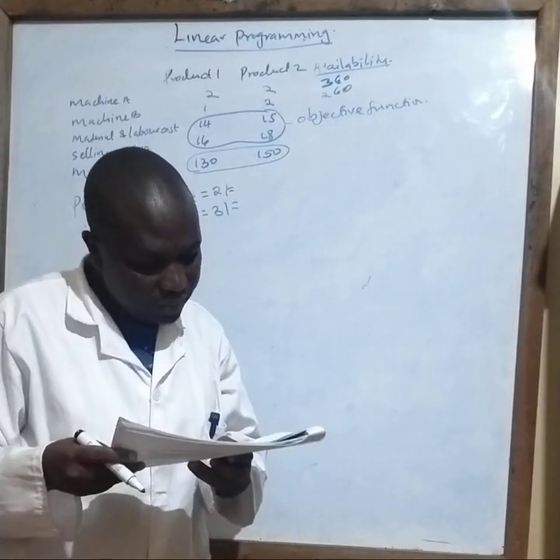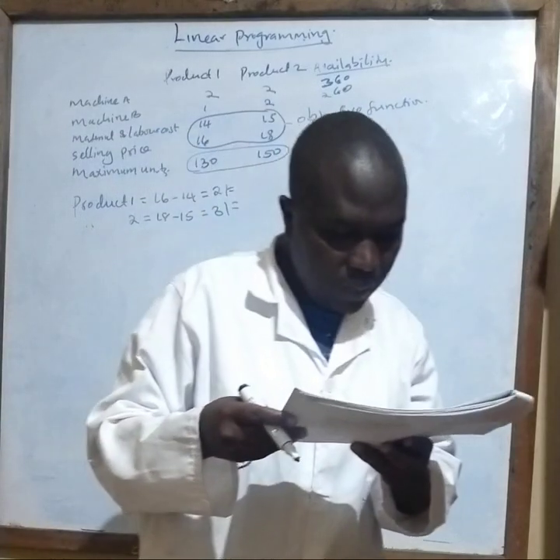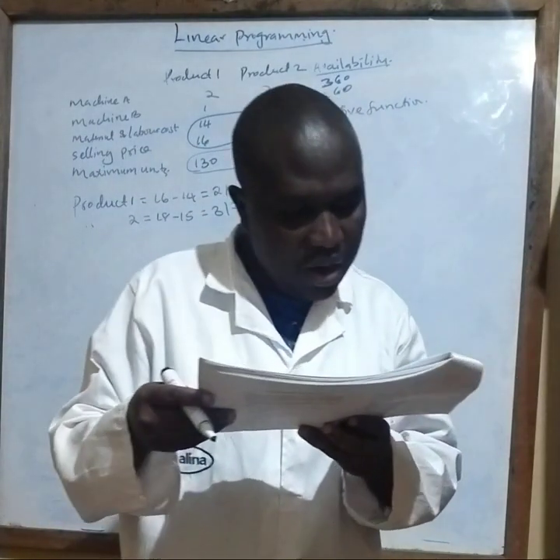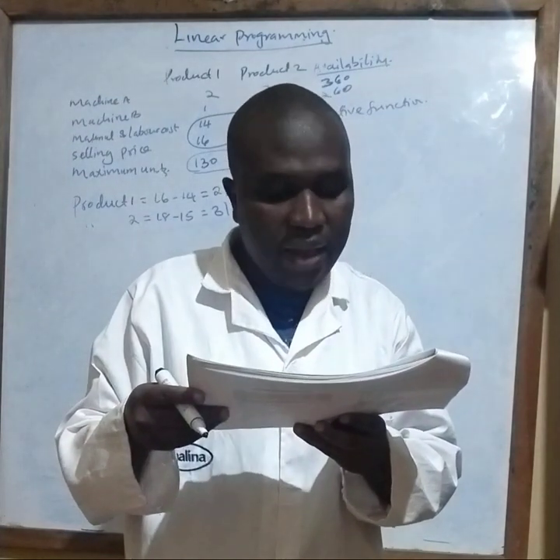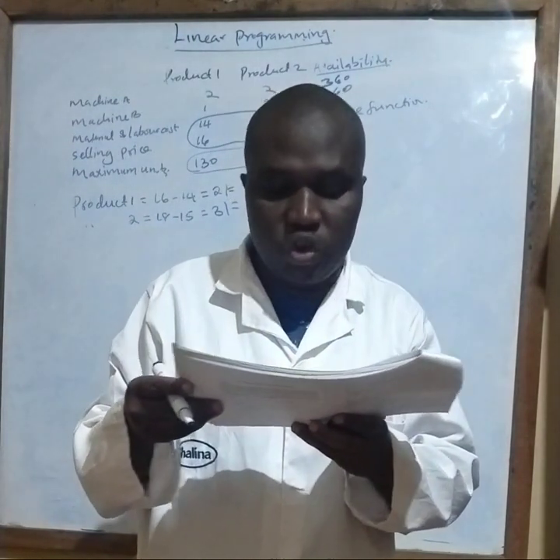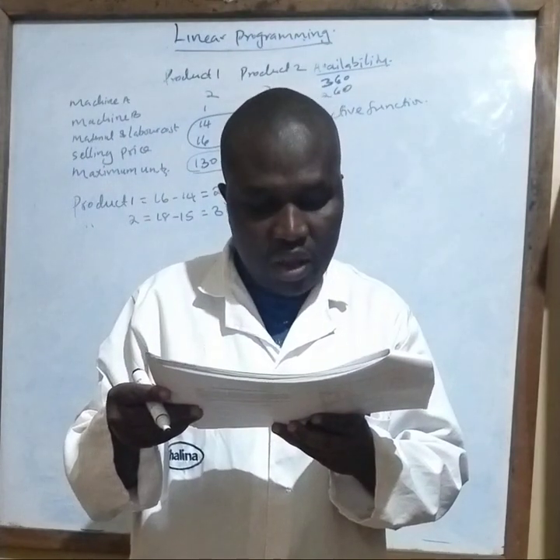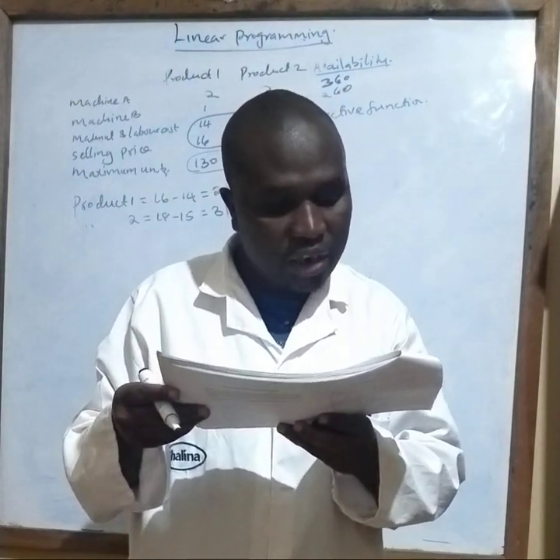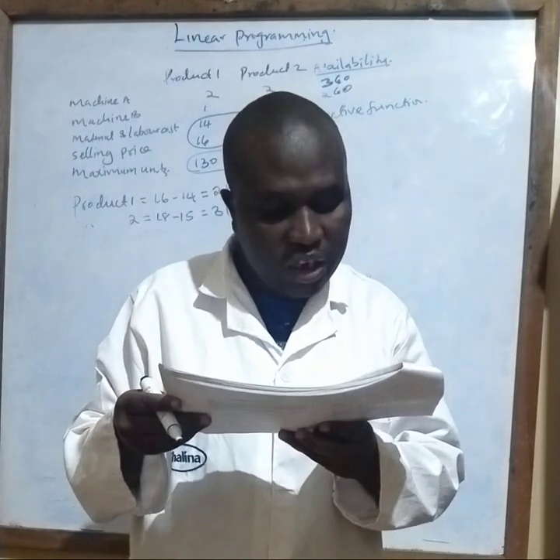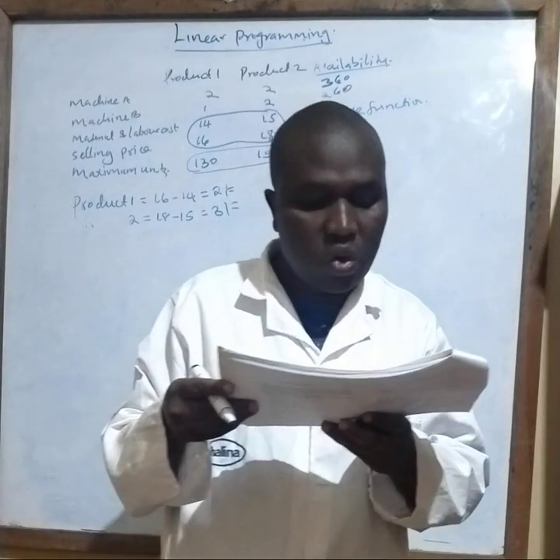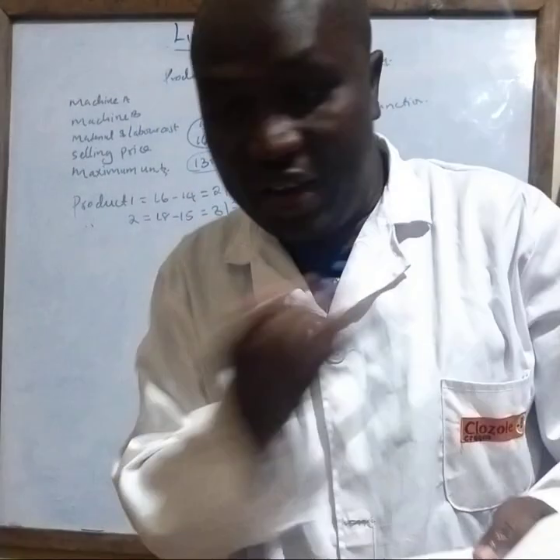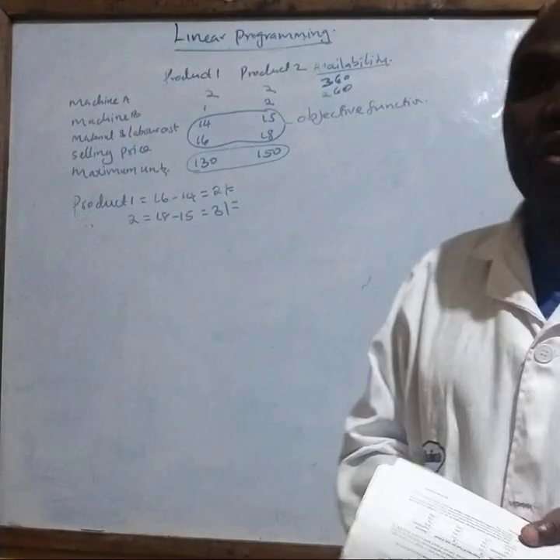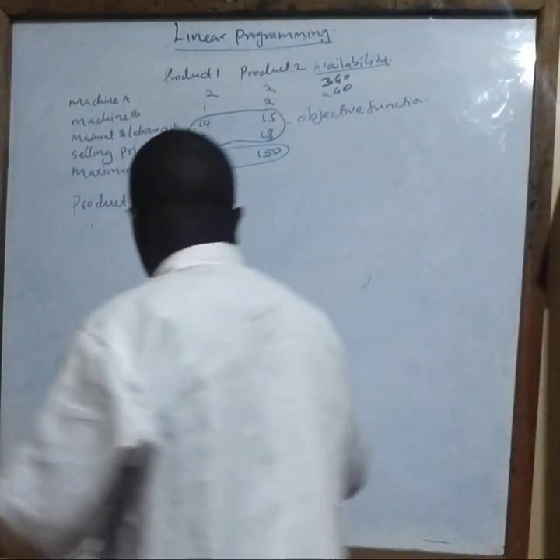The question is saying, formulate the above as a linear problem and determine the number of units produced in product 1 and product 2, which should be sold in order to maximize total contribution for the month. So we have been told to first of all determine the functions, that is, the equations. Then from there we determine. So let's see how to go about it.